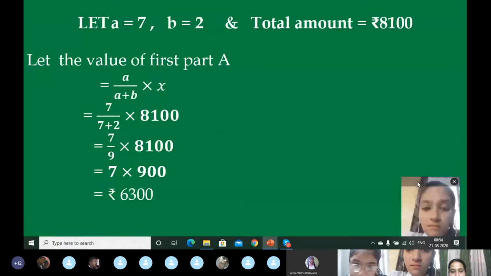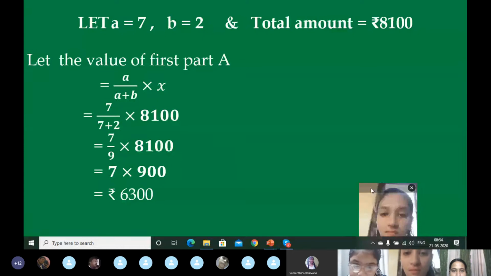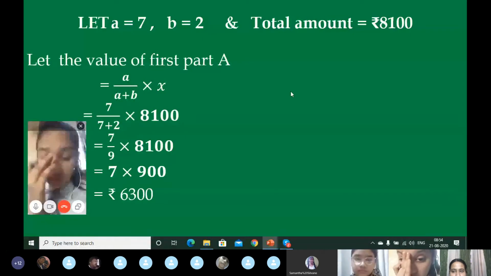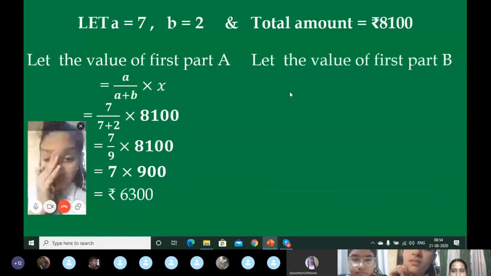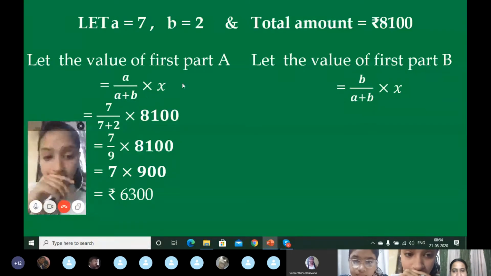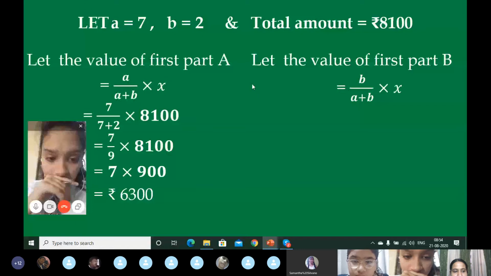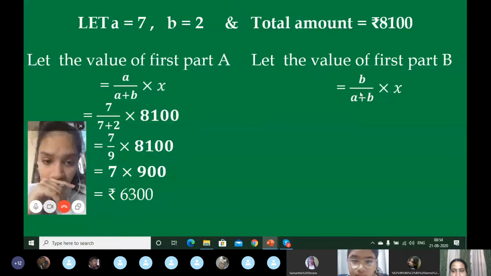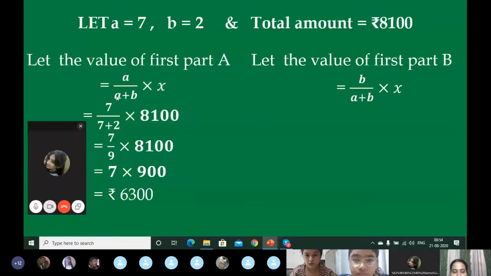Now, how to get the value of B? For this, we will just replace the formula. Can you tell me the difference between the two formulas? By observing it, I've written both the formulas. Ma'am, in the second formula, the numerator is B.